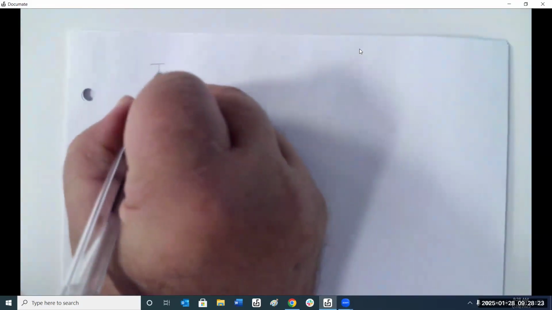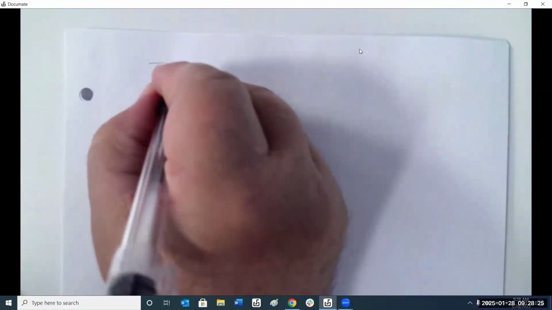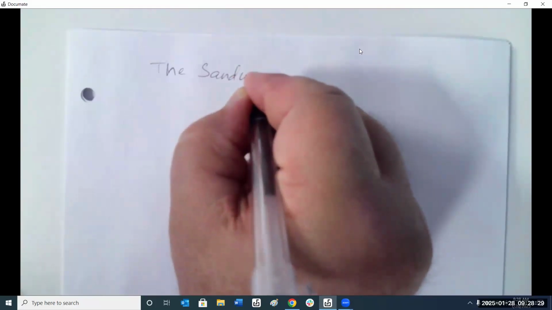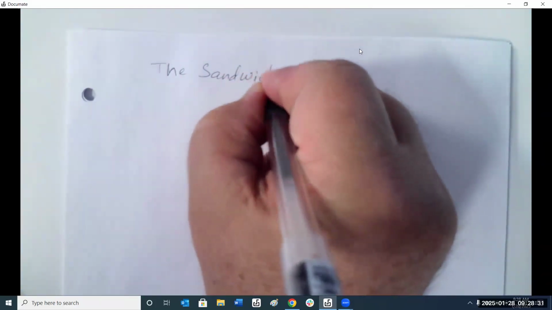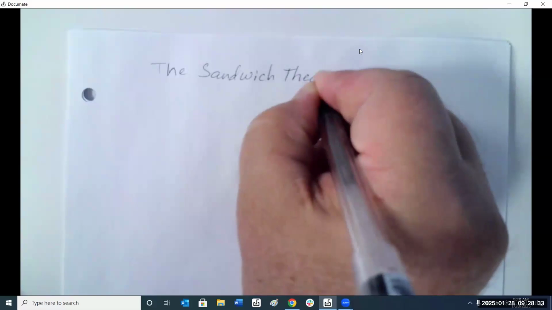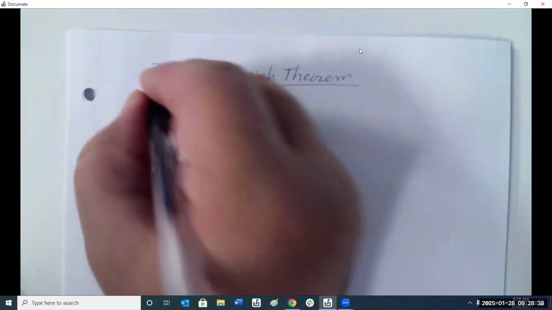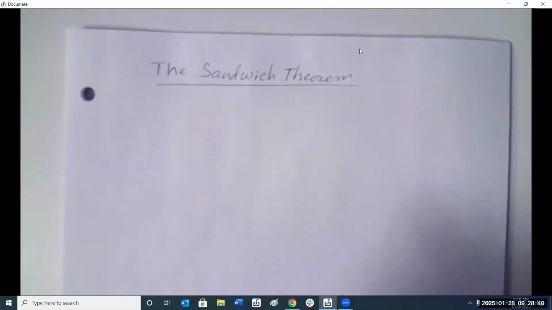The next theorem we're going to talk about is very important. It's going to save us a lot of time. The sandwich theorem. What the sandwich theorem tells us is, let's say we have a function that we can't find the limit of.